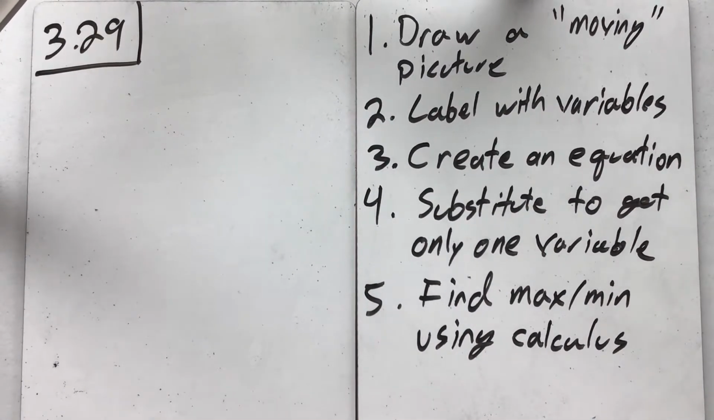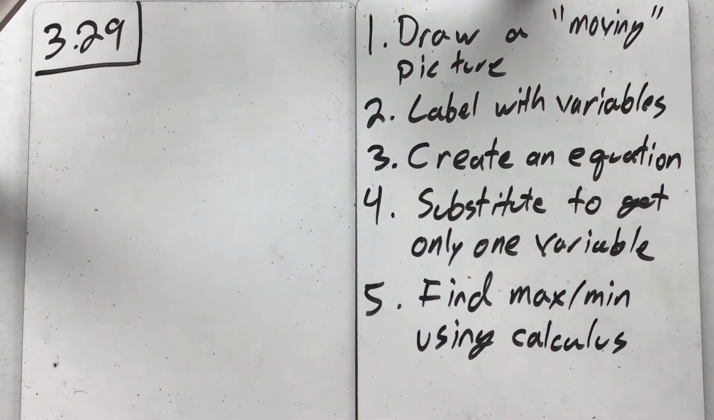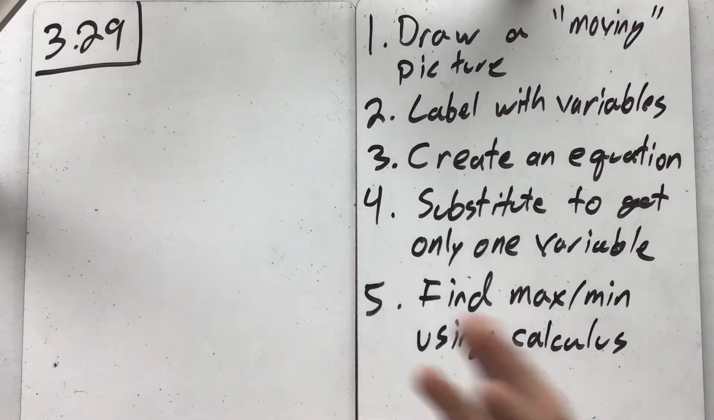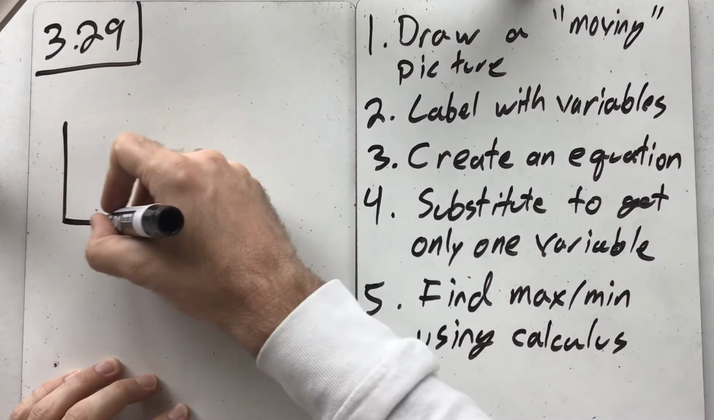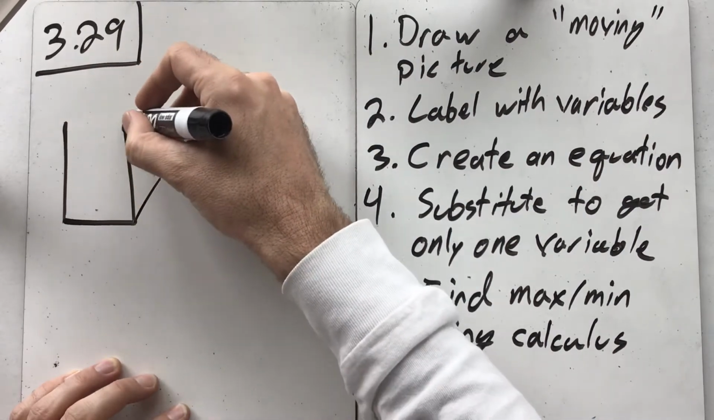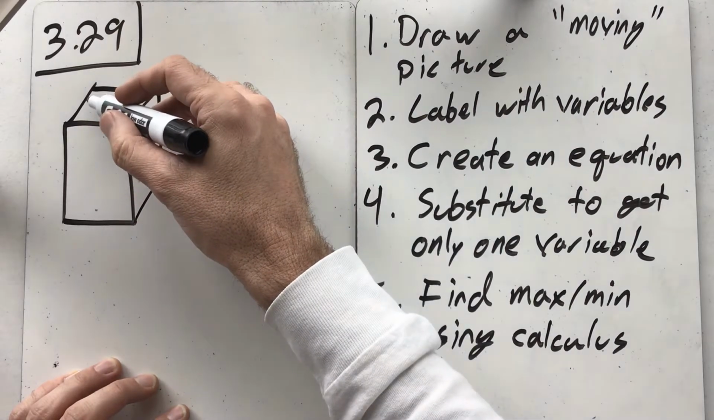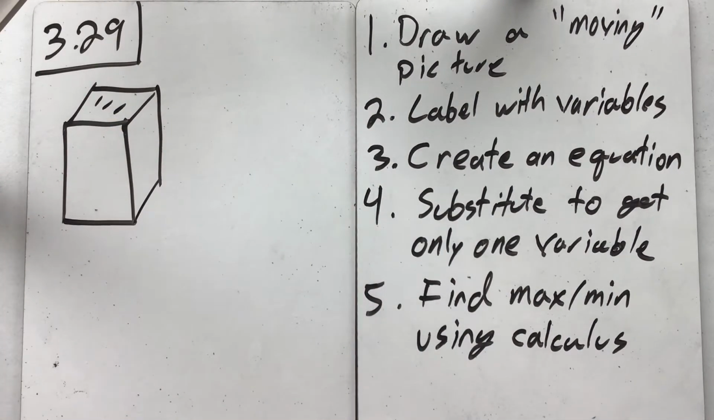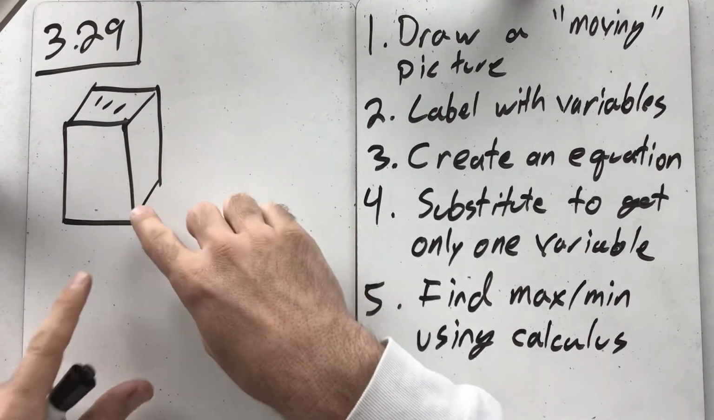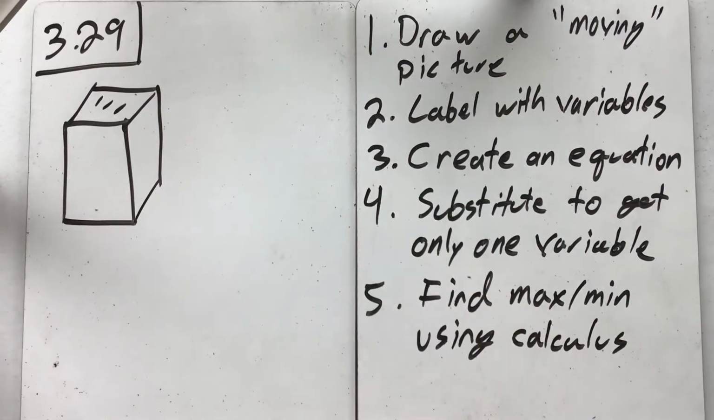We're going to start by drawing a moving picture, which is a picture that represents not one box, but all the boxes we could draw. So our picture here is going to be pretty simple. It's just going to be a box. Notice the top is open, so the top doesn't have any sort of top on it. The box could be very short and very fat, or very skinny and very tall, but this is the box.